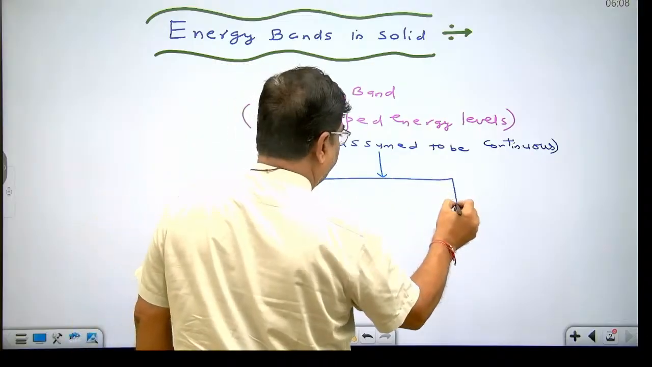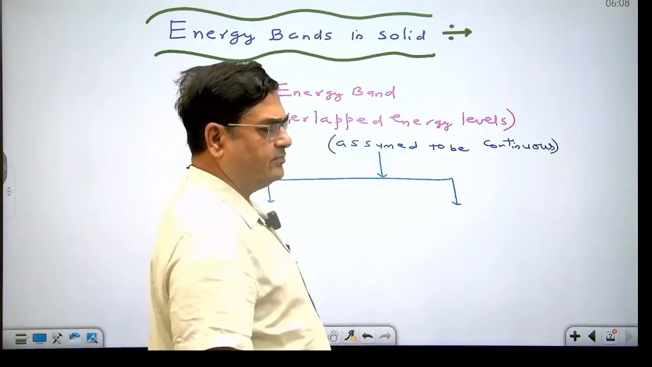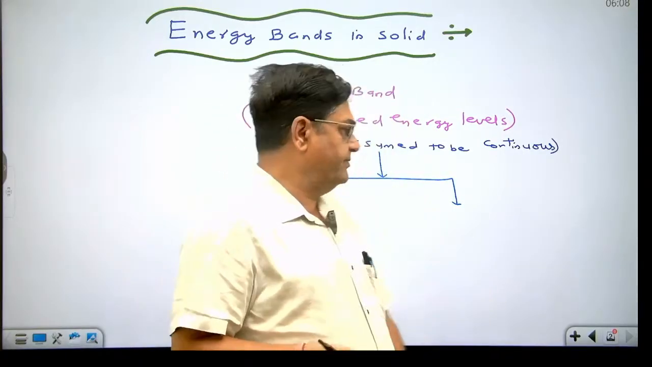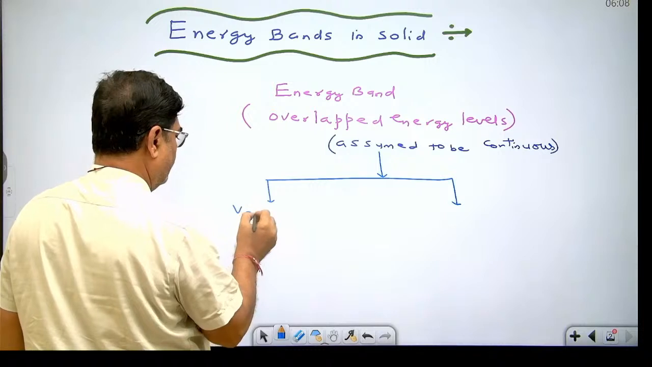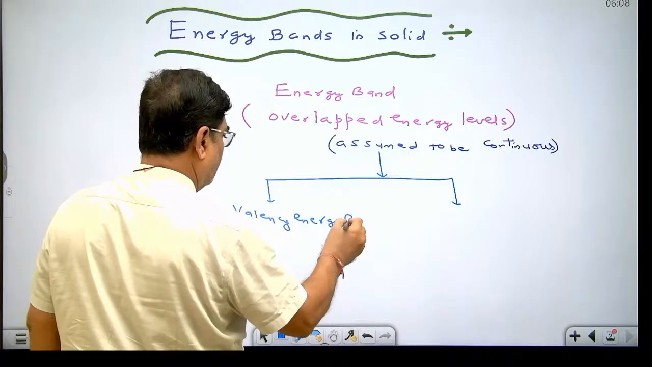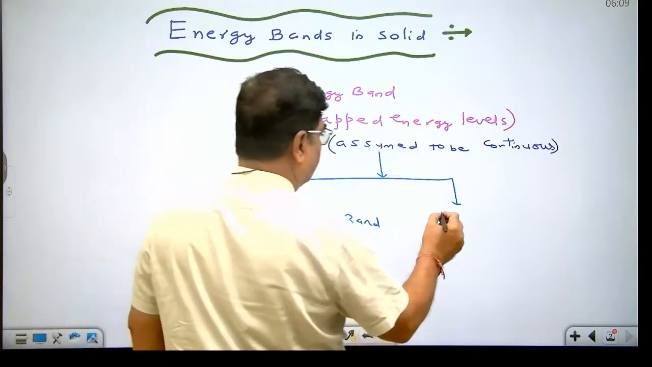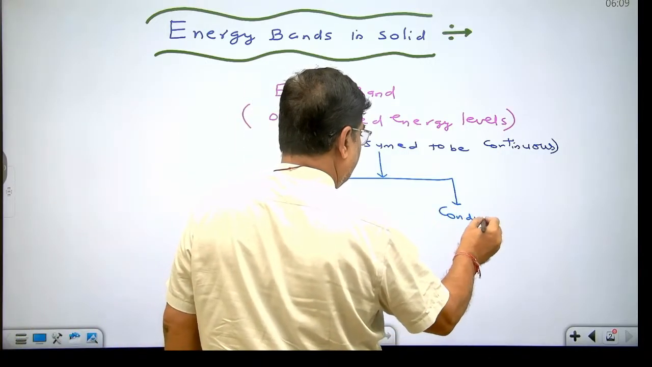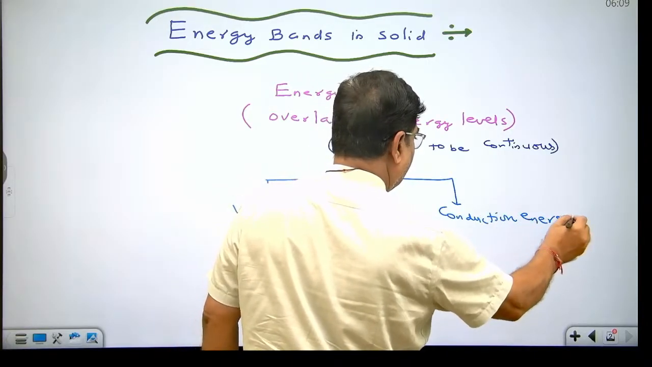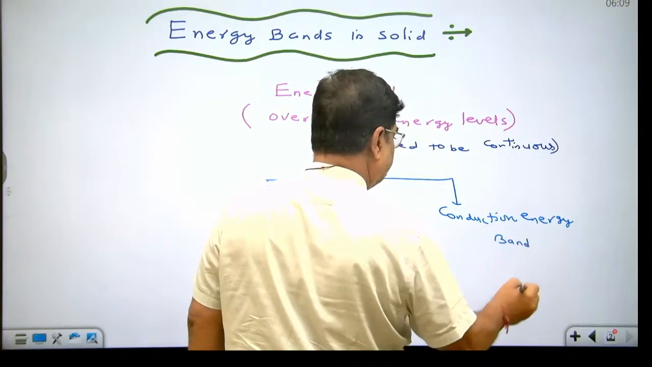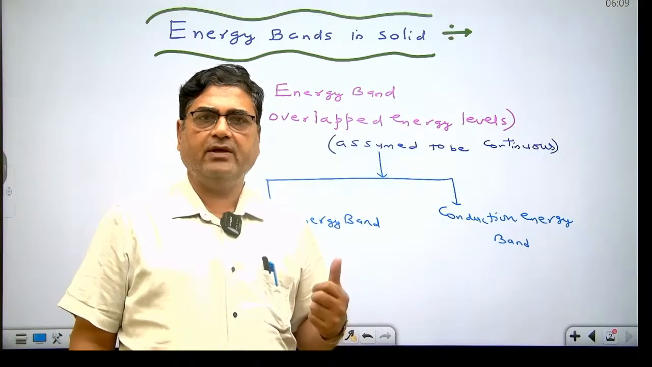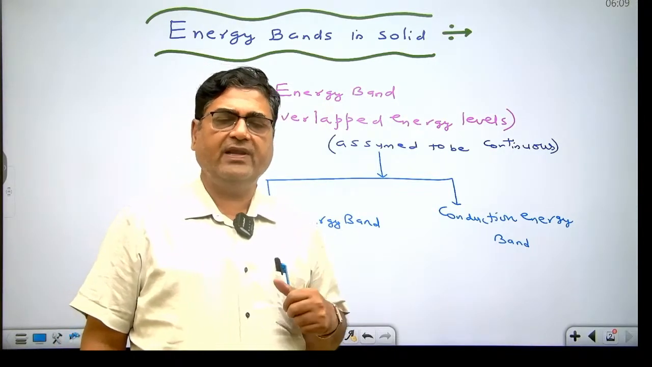Energy bands are of two types. One is valency energy band and another is conduction energy band. What is valency energy band? As the name indicates, the energy band formed by the overlapping of valency energy levels is called valency energy band.